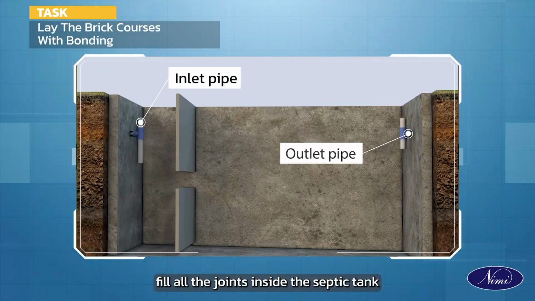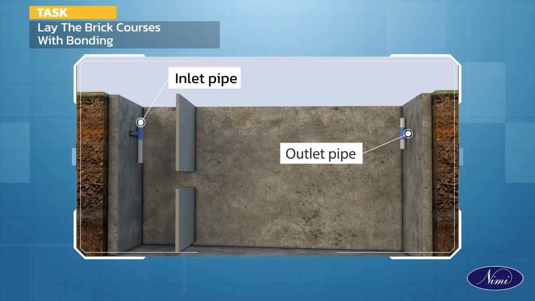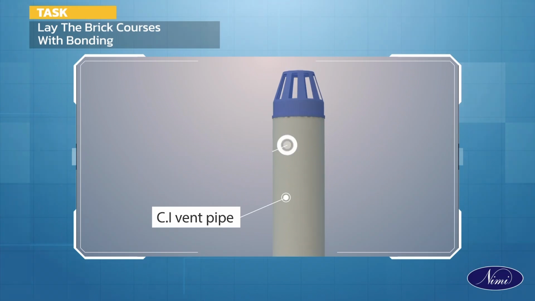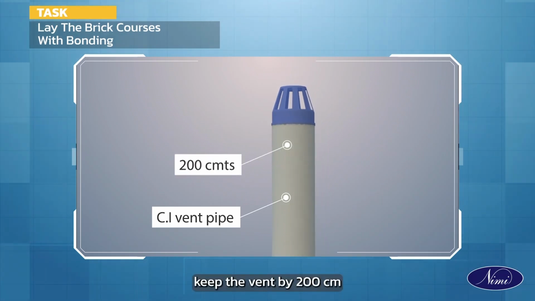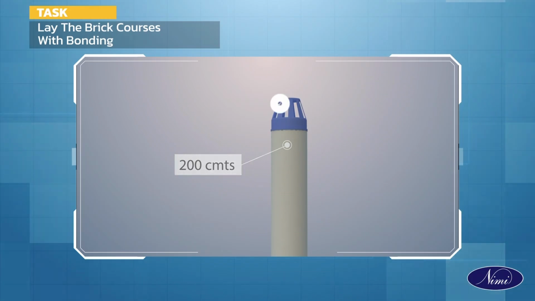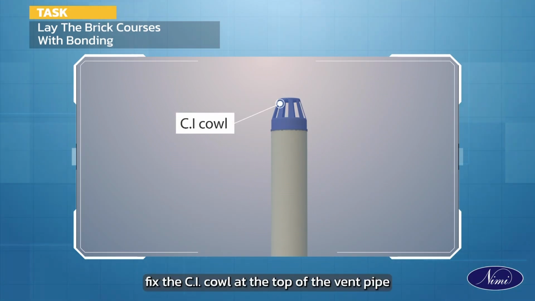Fill all the joints inside the septic tank. Fix an 80 mm CI vent pipe. Keep the vent pipe 200 centimeters above the ground level. Fix the CI cowl at the top of the vent pipe.